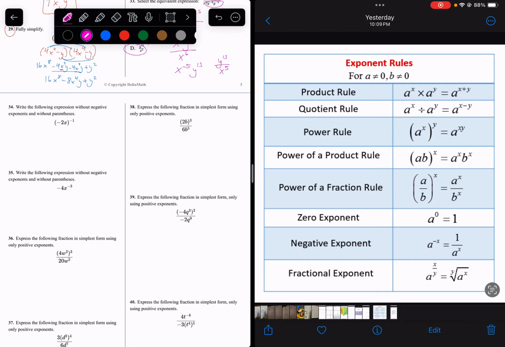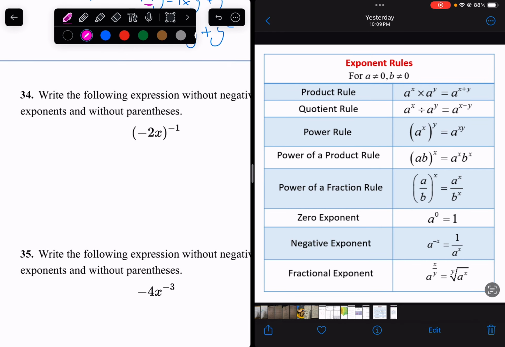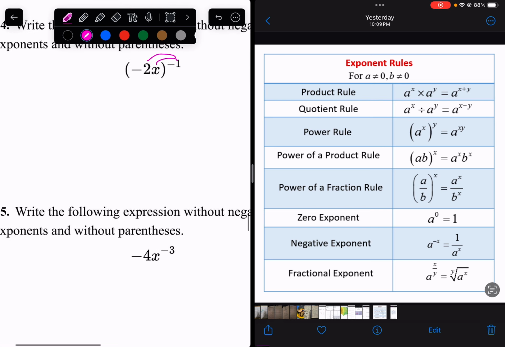Alrighty. Okay. Now, this one here. Here we would apply the power of a product rule again, where we essentially just distribute this. So we have negative 2 to the negative 1 and x to the negative 1. There's a couple of different ways you could go about this. Honestly, what I would recommend, remember how I said if you have a negative exponent, just change its level and make it positive, right?